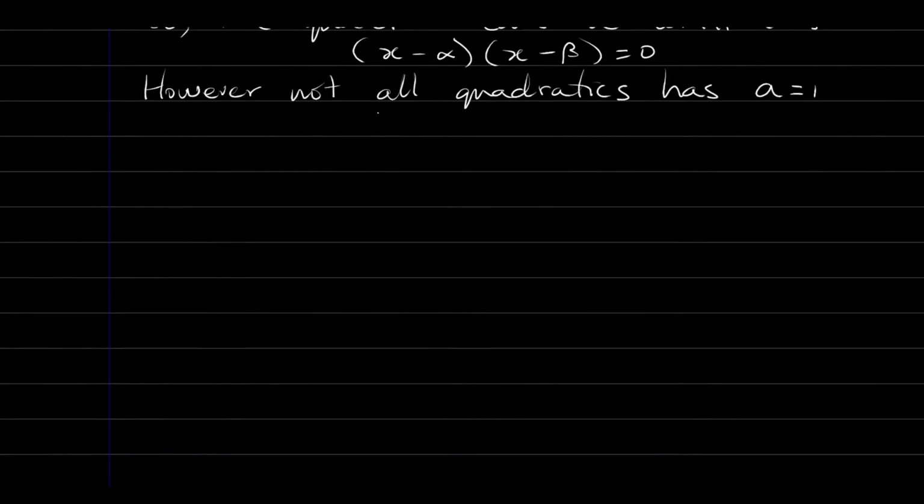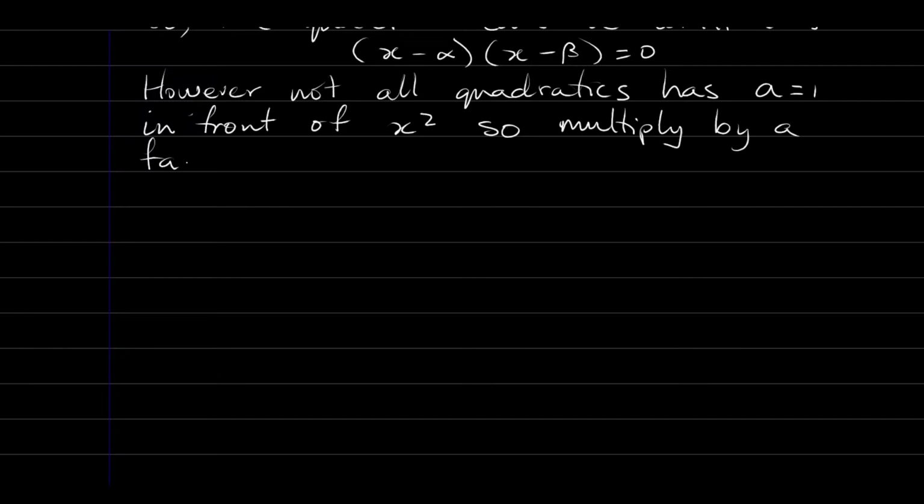So if a is not 1 in front of the x squared, we multiply by a factor k in front of x squared. So if we multiply by a factor k, the quadratic equation becomes k into (x minus alpha) into (x minus beta) equal to 0, right?